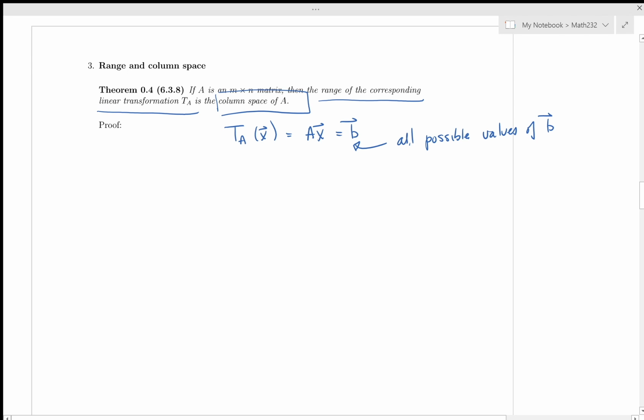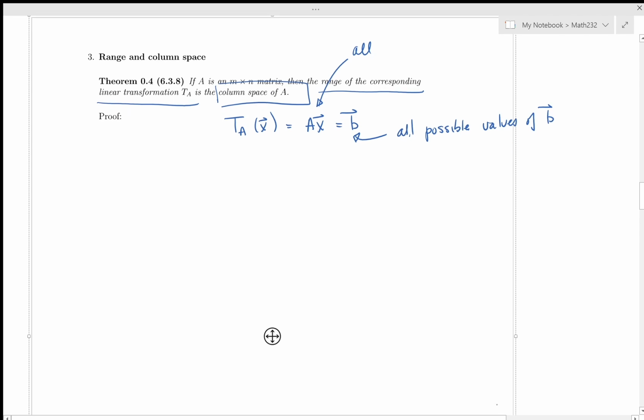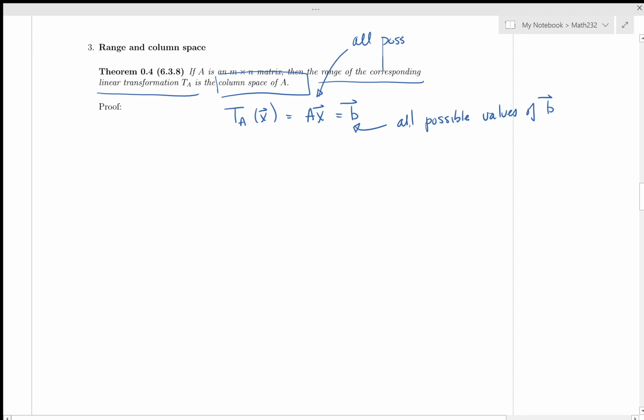And we allow here as an input all possible vectors that are of size n. So this is all possible vectors in Rn. Okay, how do I know it's Rn? I know it's Rn because of that n right there.